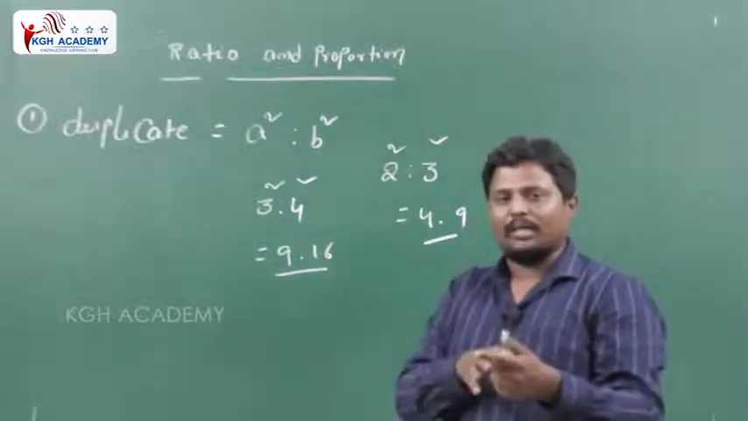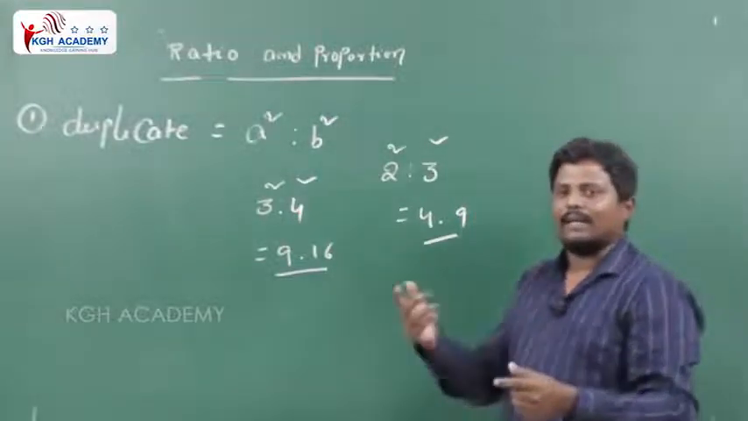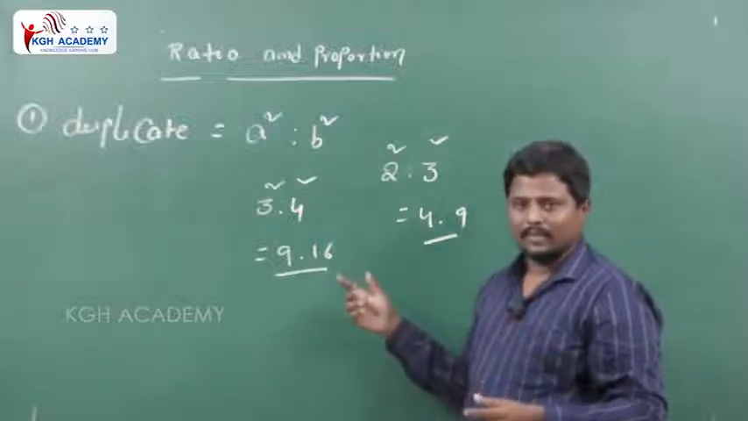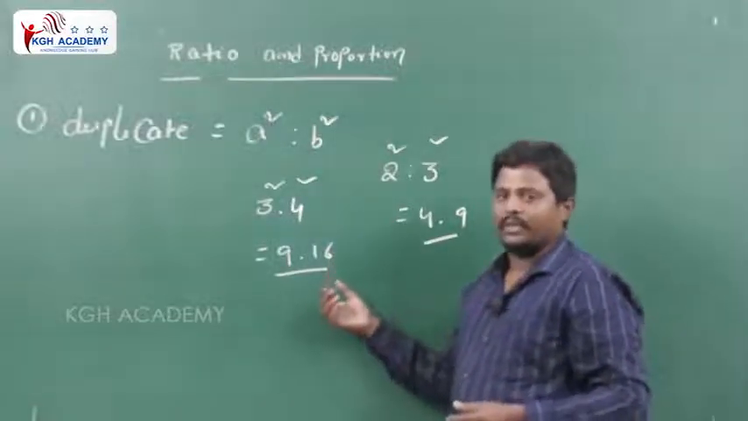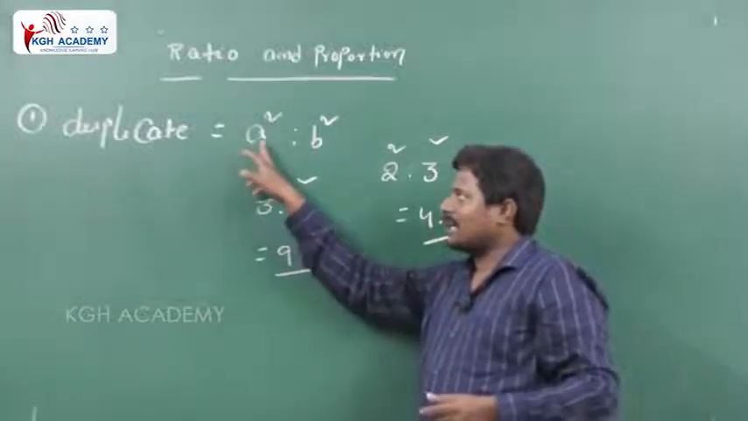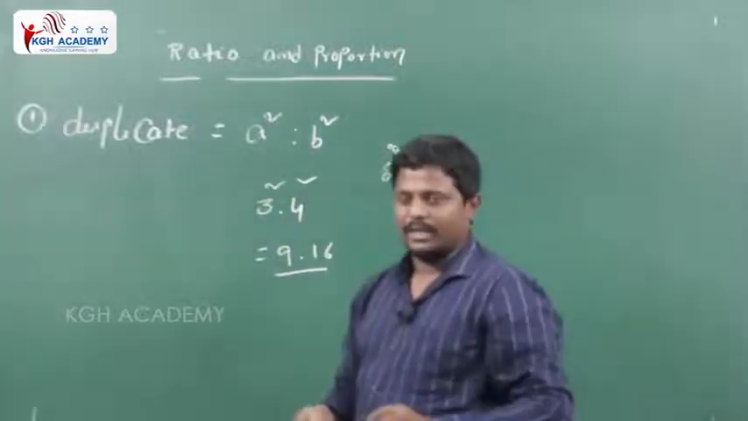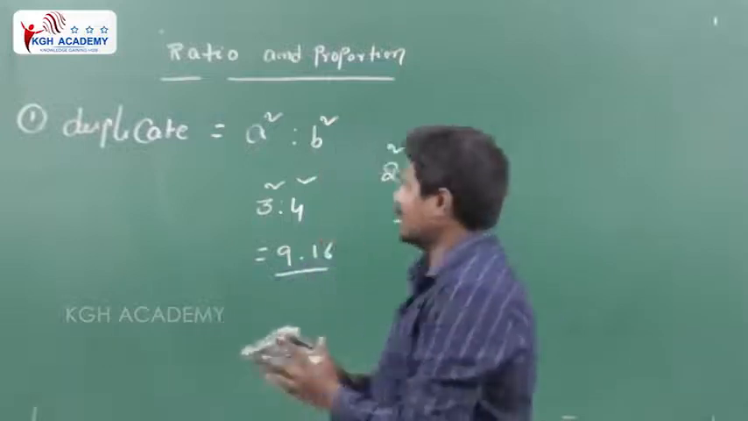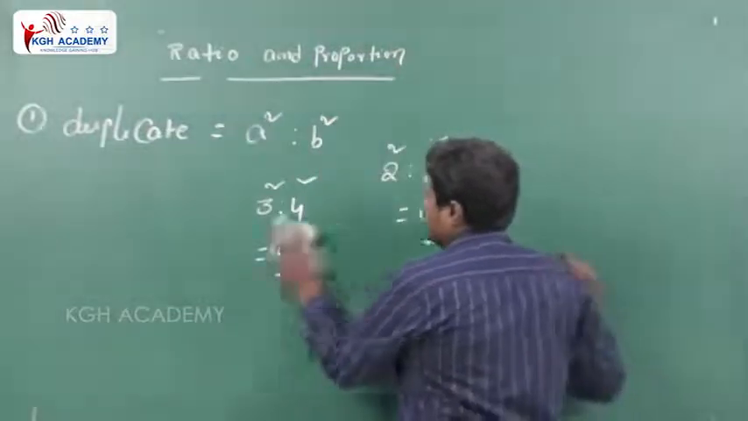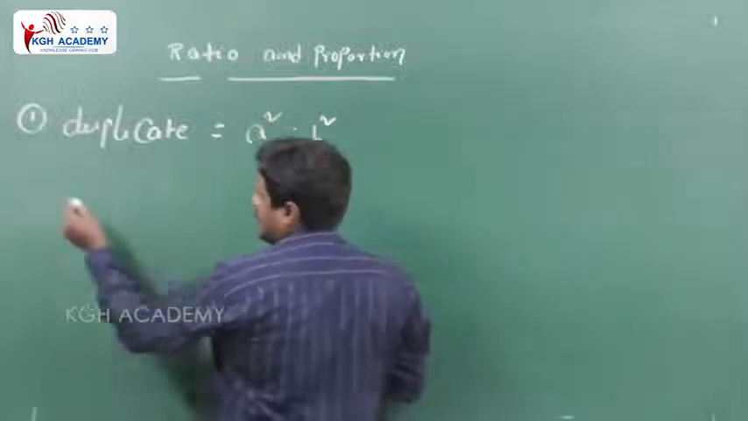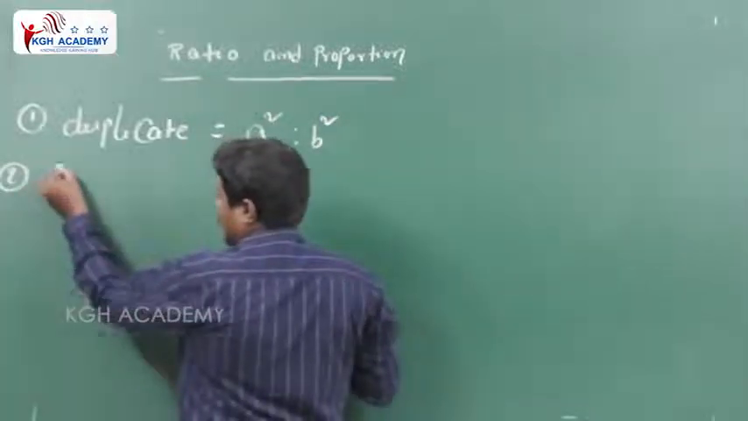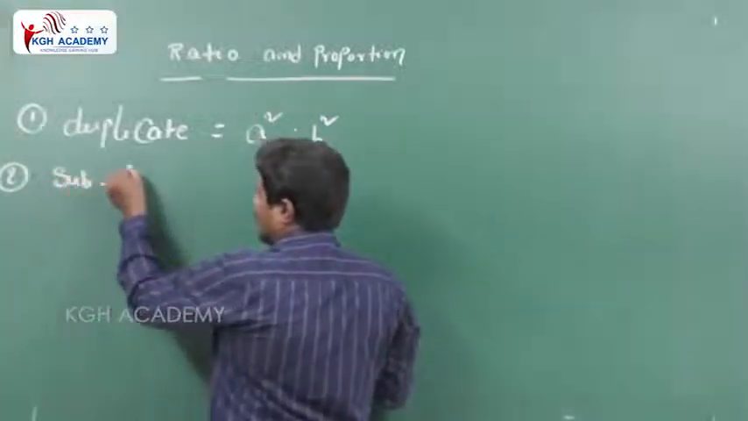If we take 10:11, 10 square and 11 square. 10 square is 100, 11 square is 121. So 100:121 is the duplicate ratio of 10:11. Duplicate ratio means a square is to b square. That is the formula. After that, the second formula is the subduplicate ratio.